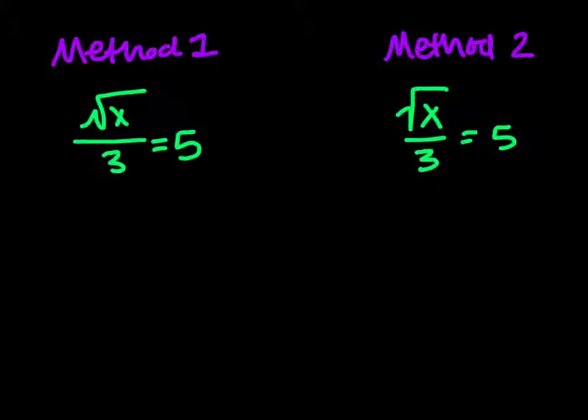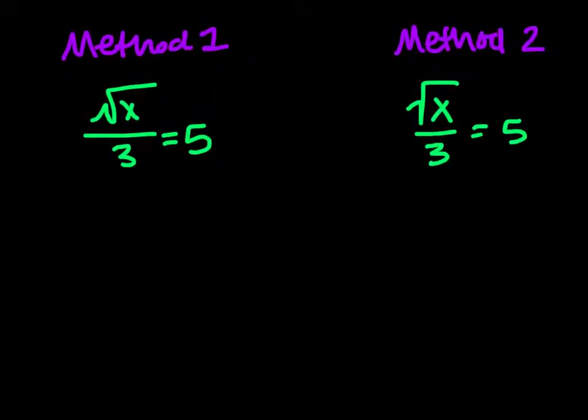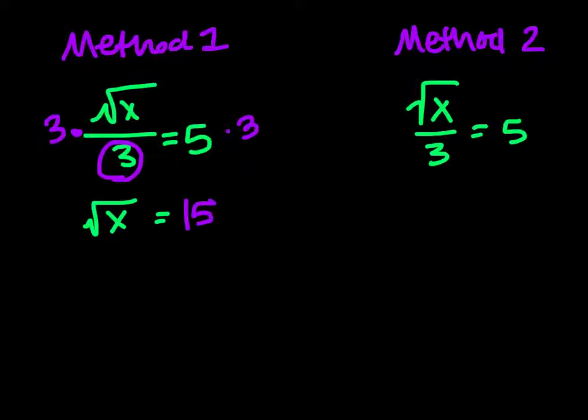Let's try one more problem. We're going to try both methods, so we can either square something first or we could multiply or divide something first. Our very first problem, let's multiply by 3 on both sides. The reason why we're multiplying by 3 is we're getting divided by 3. So the opposite or the inverse operation of that is multiplying by 3. So we get the square root of x is equal to 15. And then after that, we're going to square both sides. So we get x is equal to 225.